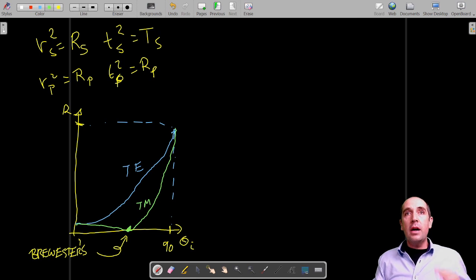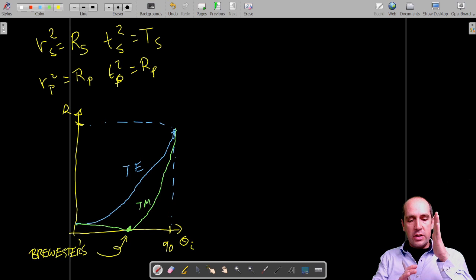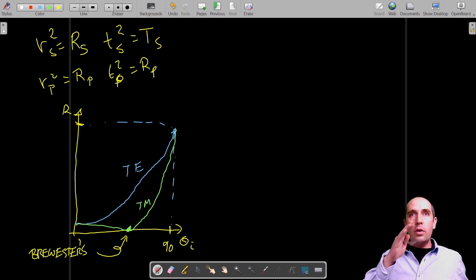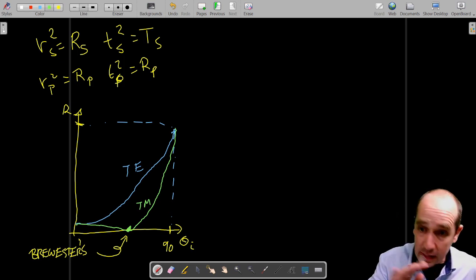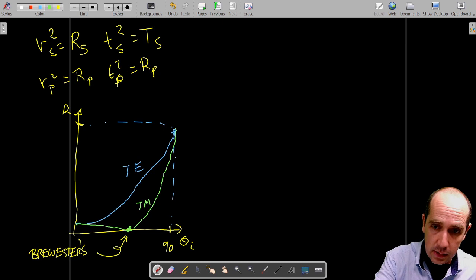This means that the wave, when it comes in the transverse magnetic polarization and reaches the interface, if it is coming at this correct angle, at this Brewster's angle, it will basically go through completely and nothing will be reflected. So there is no reflected wave, which is fairly interesting. And it's something we actually use in various cases.